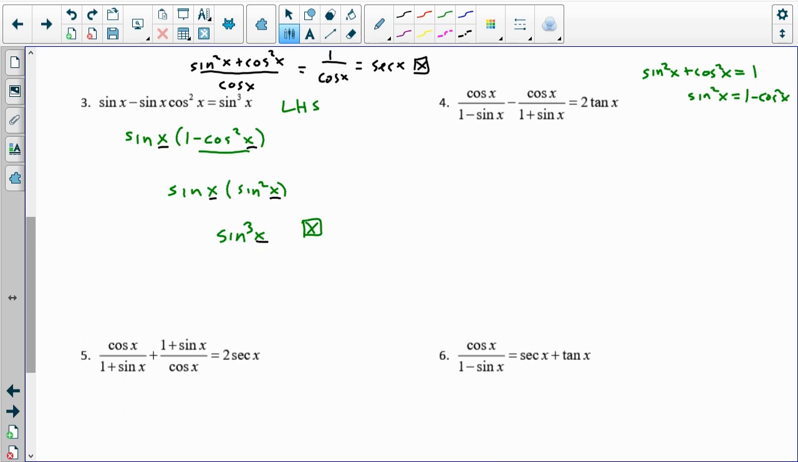Problem 4. I will once again work with the left-hand side. What I'm looking at here is I probably want to get a common denominator in order to add the fractions, because when I look at the right-hand side, there's only one term, so I'm going to have to get common denominators in order to do that. So I'm going to multiply the first term by 1 plus sine x. And then I'm going to multiply the second term by 1 minus sine x in both the top and bottom.